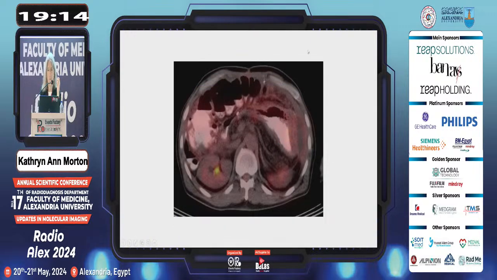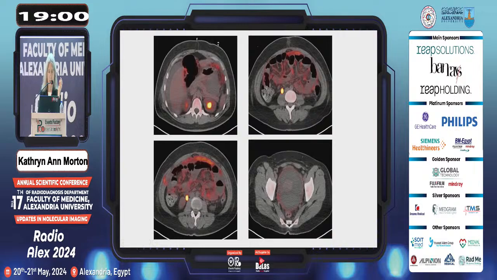This is a patient who has a bacterial peritonitis, and you can see increased uptake, fluid collections throughout the peritoneal cavity. This should be distinguished from this pattern, which is a case of peritoneal carcinomatosis with omental caking.